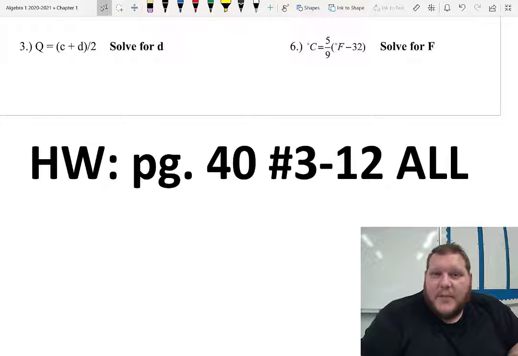The homework tonight is on page 40. You guys are doing 3 through 12 all. So it's a little bit different. You're not doing just the evens. You're doing both evens and odds, but 3 through 12 all. As always, make sure you guys come ready to ask questions if any of this confused you. If you want to get a head start on the homework so that you're ready to ask those questions as well, that's a great idea.